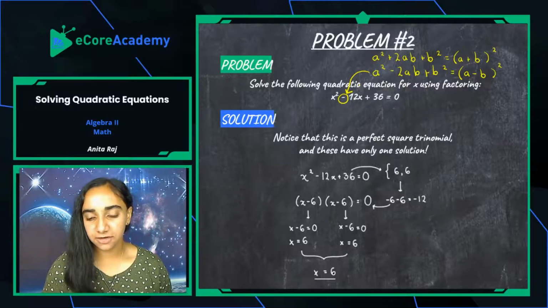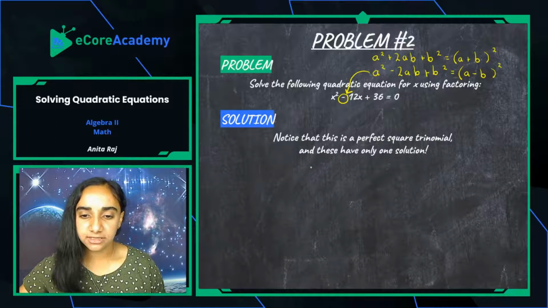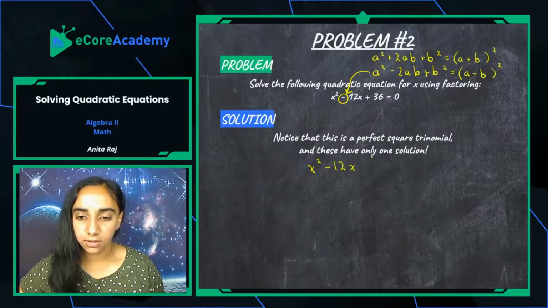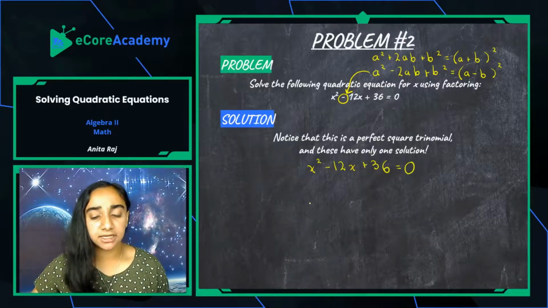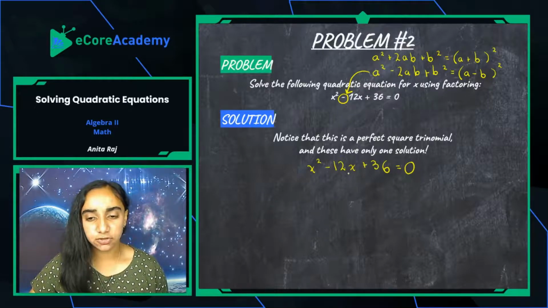Okay, hopefully that was enough time for you to pause. So now let's solve this together. I'm going to rewrite this down here. So x squared minus 12x plus 36 is equal to 0. So let's see, can we GCF anything out? No, we can't GCF anything out. So let's get right into factoring this.